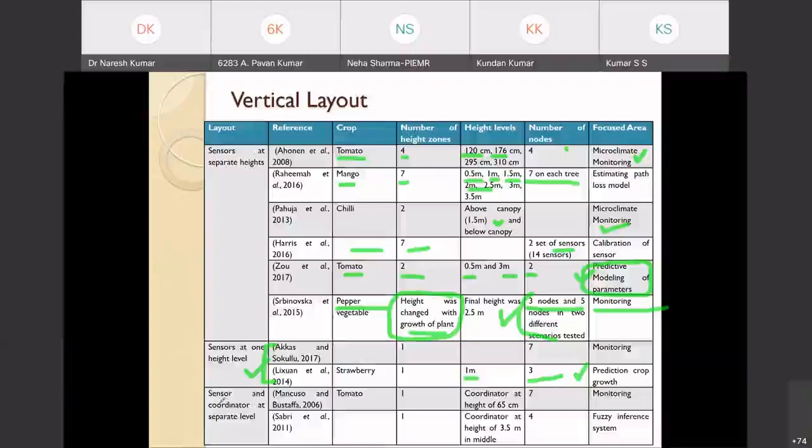Then the sensor and the coordinator were at separate levels for the tomato. Then the coordinator at the height of 65 meter was used for the monitoring purpose. And this coordinator was at the height of 3.5 meter in the middle. So that was done for the fuzzy inference system.